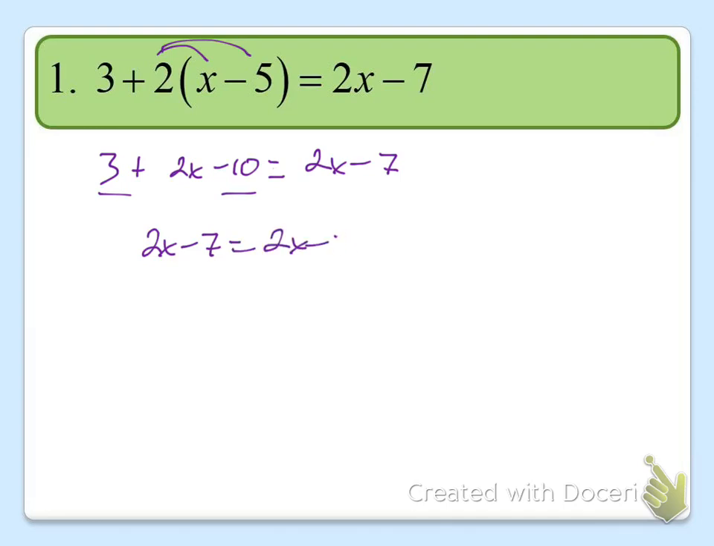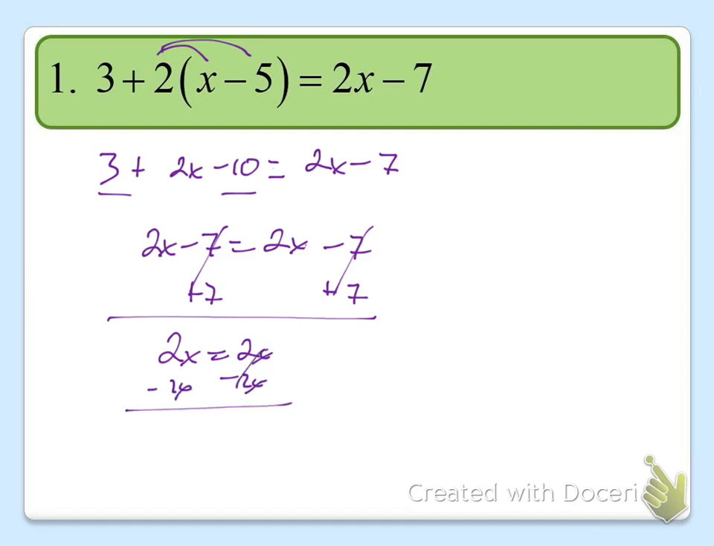Now, in Algebra 1 class, you kept going, right? You added 7 to both sides. Then you wanted to collect the x's by subtracting 2x from both sides. And you end up with 0 equals 0, at which point you probably talked about how this was infinitely many solutions or all real numbers because 0 always equals 0.